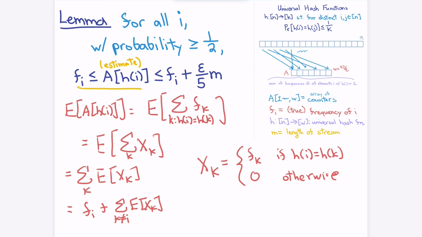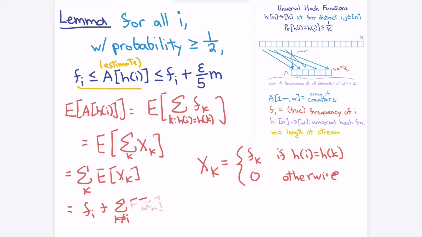So another element, this is its contribution. If it collides, it'll add Fk, that's the frequency of element K. If it doesn't collide, it adds 0. So on average, how much is it adding? Exactly. So you just have to figure out the probability of it colliding. And what are the odds of it colliding? Yeah, 1 over W, the number of arrays we have down below. W was set to 10 over epsilon, so 1 over W is epsilon over 10.